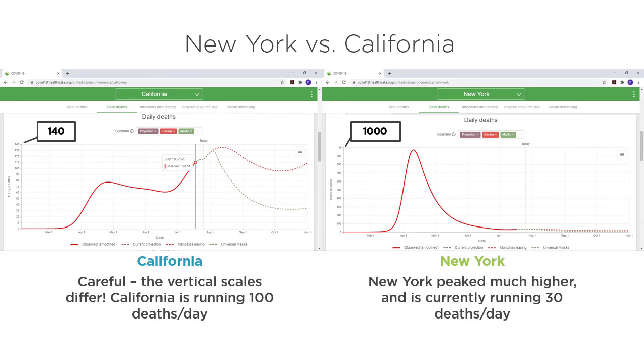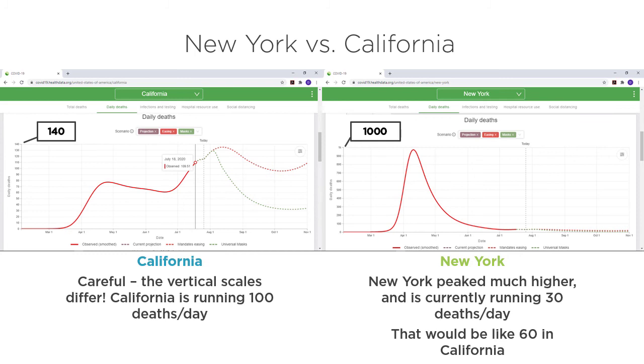New York is only running about 30 deaths per day. On the other hand, they have half the population of California, so it would be the equivalent of 60 deaths in California, and California's daily death rate is 100, so they aren't really doing that much better than California right now, even with the recent surge.